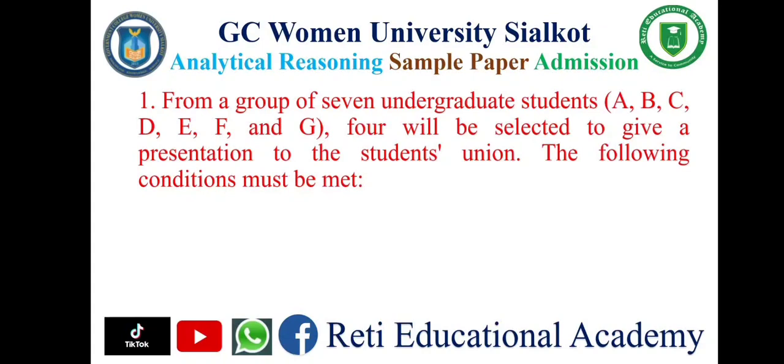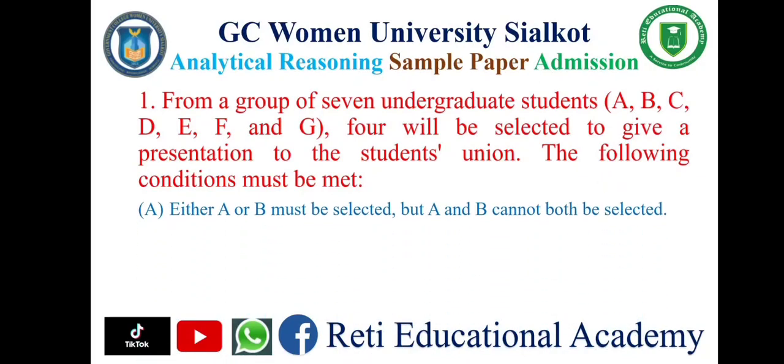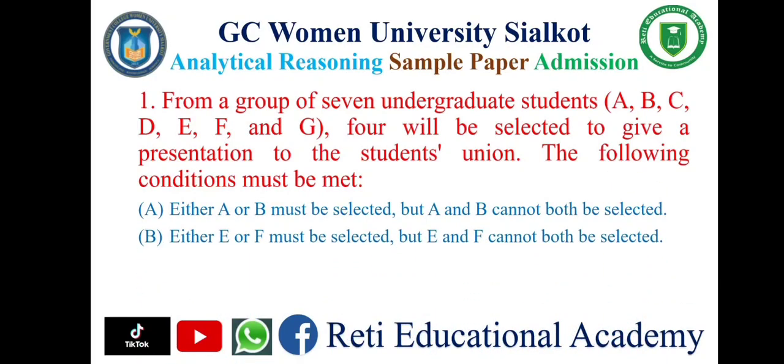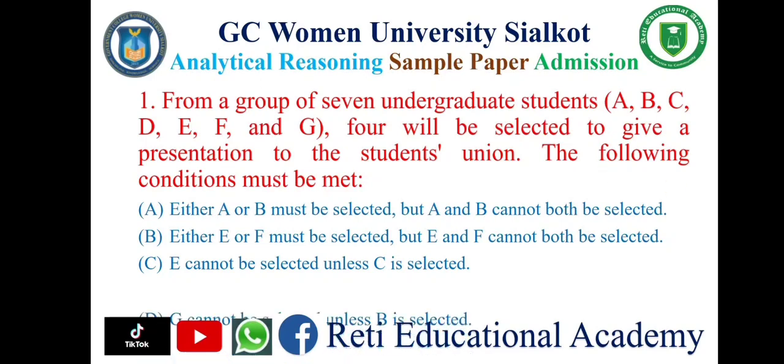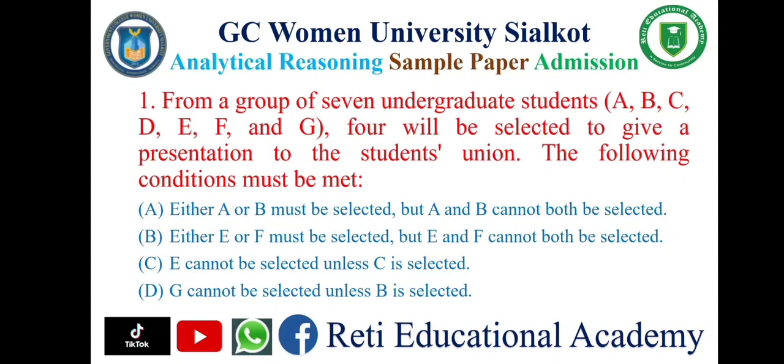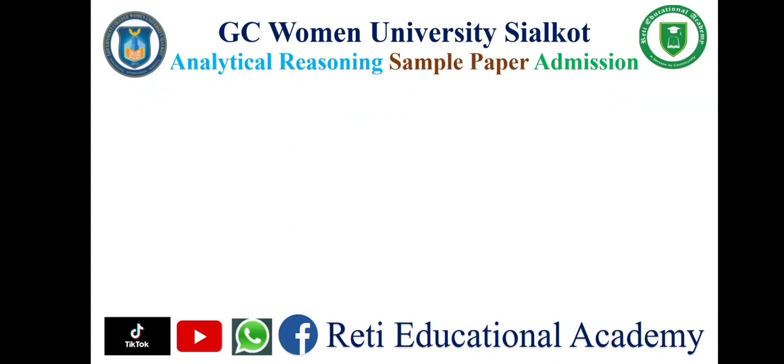Question number 1. From a group of 7 undergraduate students A, B, C, D, E, F and G, 4 will be selected to give a presentation to the students' union. The following conditions must be met. A. Either A or B must be selected, but A and B cannot both be selected. B. Either E or F must be selected, but E and F cannot both be selected. C. E cannot be selected unless C is selected. D. G cannot be selected unless B is selected.